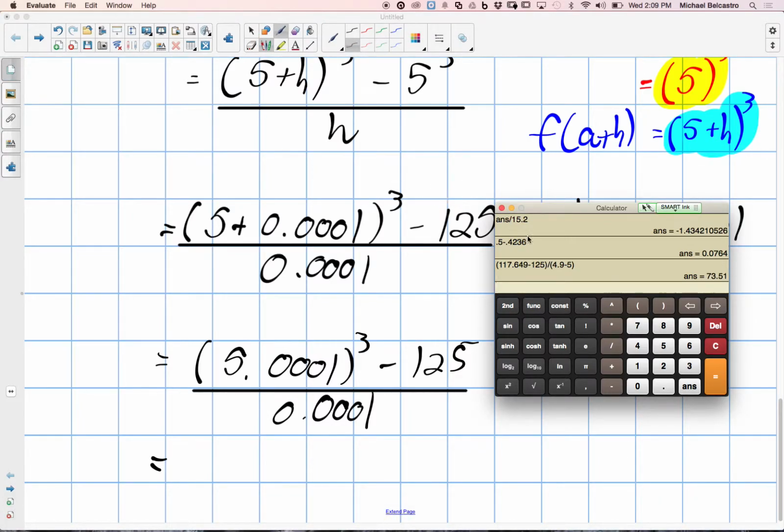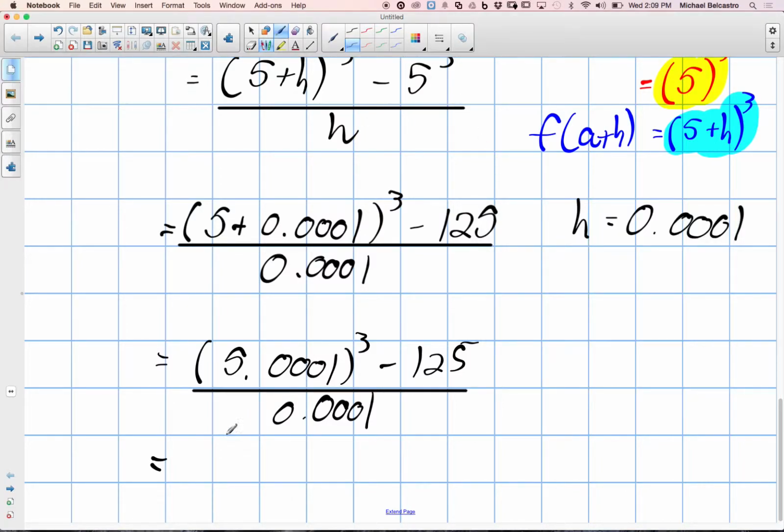So we have bracket 5.0001 cubed, okay, subtract 125, and all of that is going to be divided by 0.0001, and lo and behold, we get 75.0015. It's essentially, or we're going to say approximately, the value of 75, just as we estimated before. Okay, so this formula builds on our average rate of change, except that it finds values that are extremely close to each other.